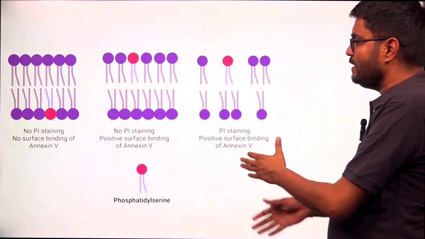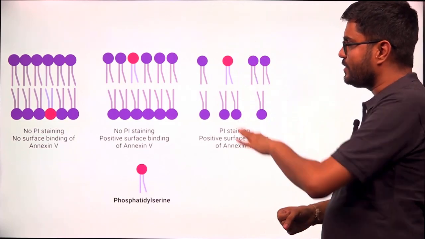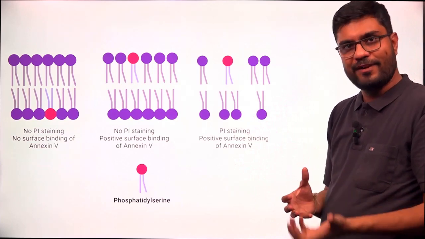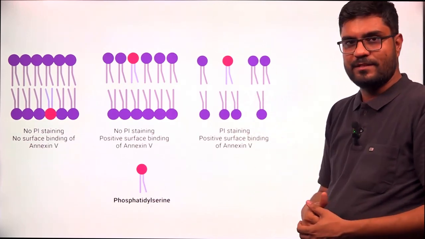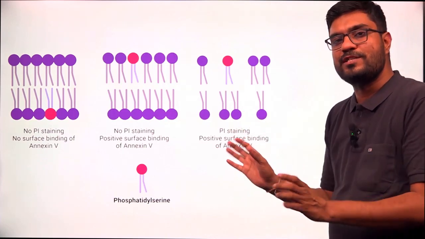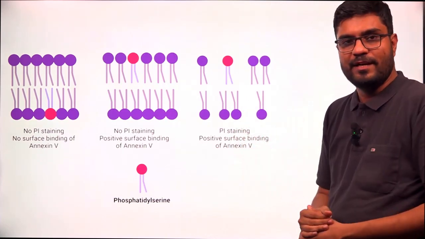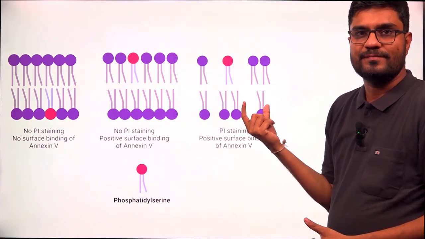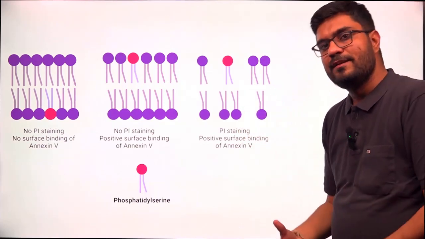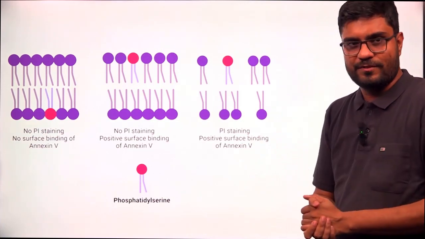And finally, when the whole thing is finished, the cells will be positive for Annexin-V because it is flipped and present on the outer side, and the cells will also be positively stained for propidium iodide because now the cells are what? Permeable. Propidium iodide can go inside, bind to DNA and give us the positive signal.